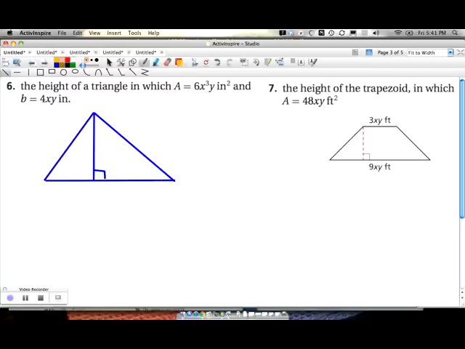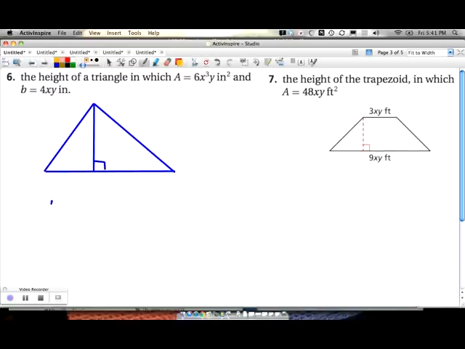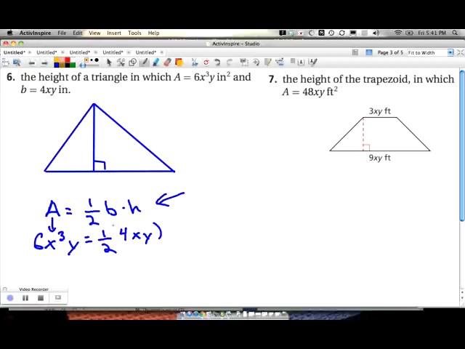Close enough for now. So I know that the area of a triangle is half the base times the height. I'm just going to come back to these formulas. We always got to come back to those. We got to know what those are. So the area is 6x cubed y. So 6x cubed y is my area. Then I have 1/2 times the base, which in this case is 4xy inches. And then we have the height, which I don't know what that is. Well, let's start reducing and seeing what we come up with.